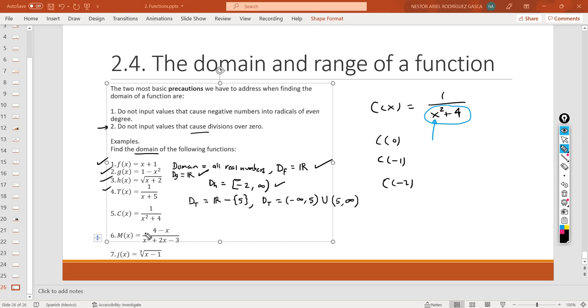So what is the domain? When there are no problems, the domain of your function, the domain of C in this case, is once again all the real numbers. No problems with this. And number 6, m of x equals 4 minus x over x squared plus 2x minus 3x. Let's write it down here, like that. Okay.